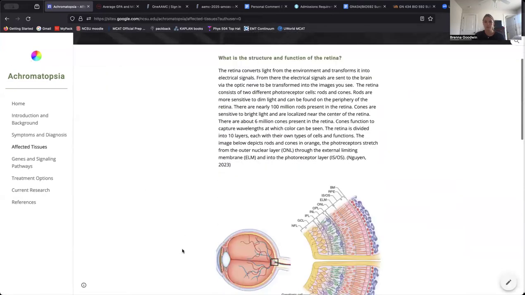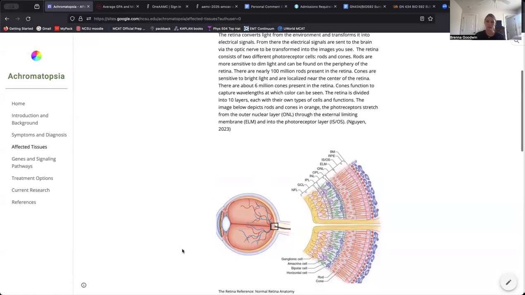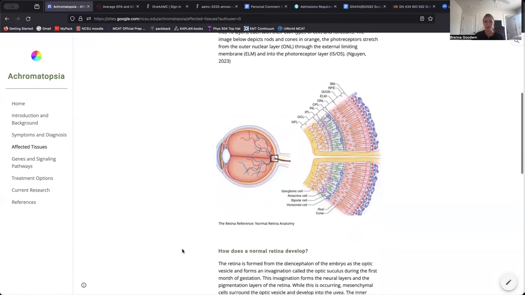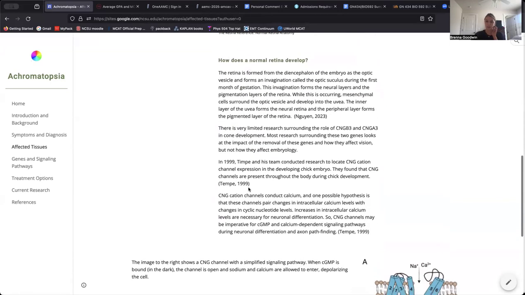So this is the structure and the function of the retina. I wanted to dive into this before I went into the development of the retina. So it goes into the layers, where the cones and rods can be found and things like that. And then this image is a good view of what that's talking about. And then here we go into how does a normal retina develop.